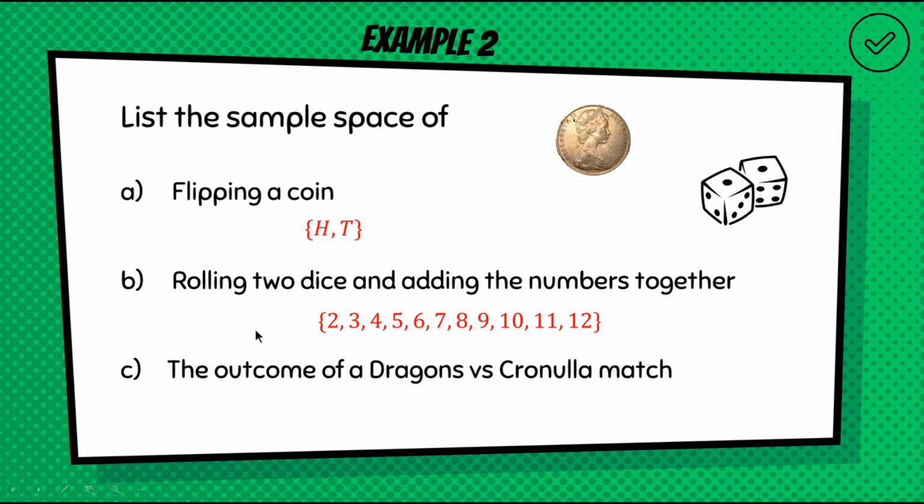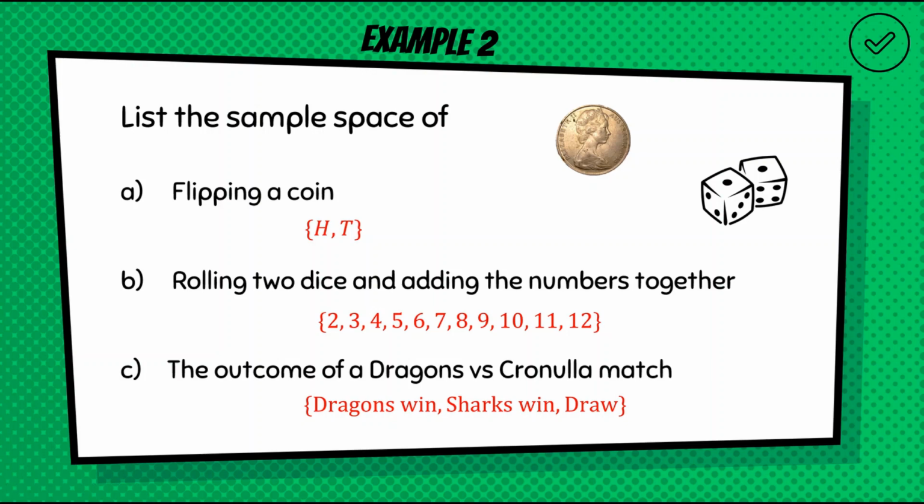Alright, and for the last one, the outcome of a Dragons versus Cronulla match. Well, you might think there are 2 outcomes, either Dragons win or Cronulla lose, but don't forget the teams can tie. So this one has 3 outcomes: the Dragons win, or the Sharks win, or there is a draw between the 2, if it's not a final match, you know.